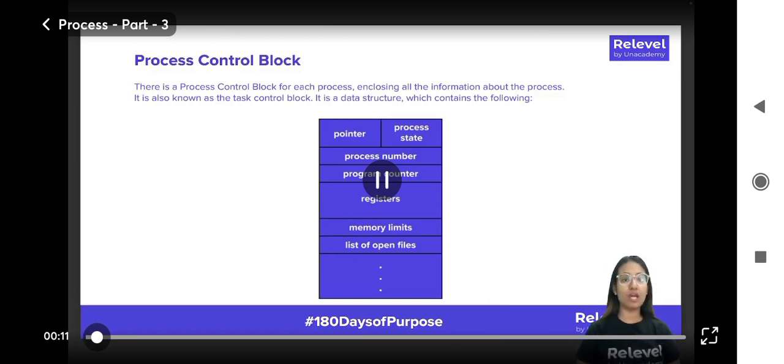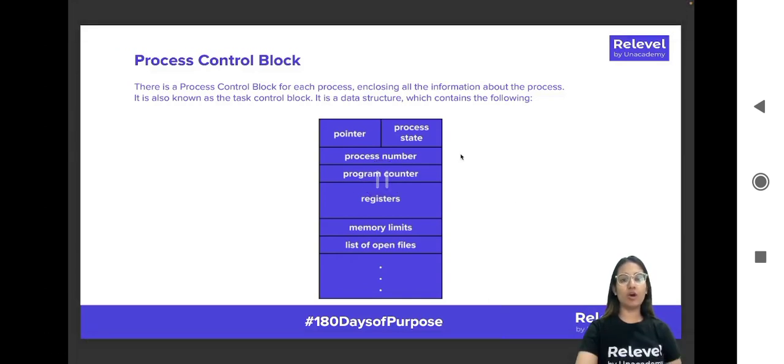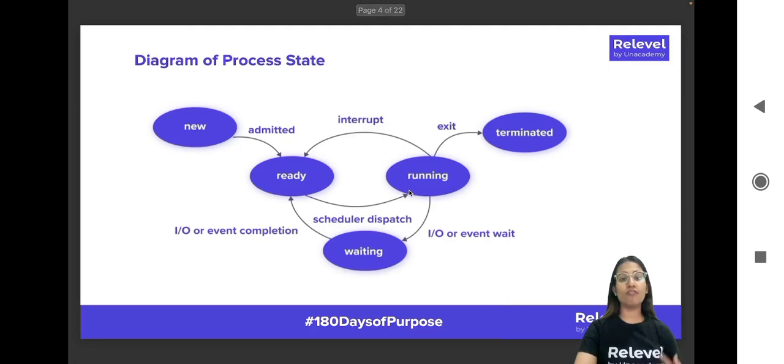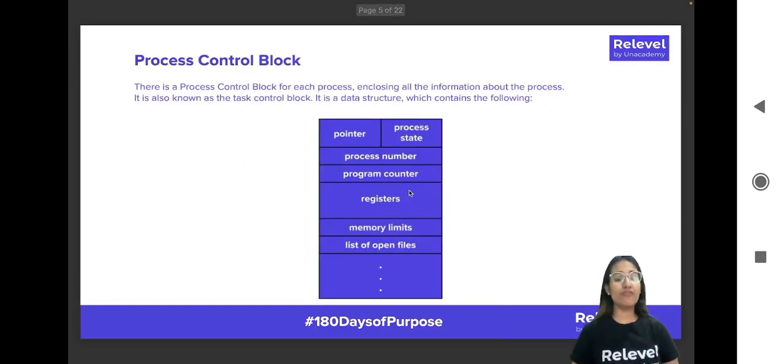So let's continue our discussion where in the last video we already talked about the concept of process state, wherein we talked about how a process moves from one state to another state. So now in this video, we are going to continue that discussion and talk about the very next topic, which will be process control block.